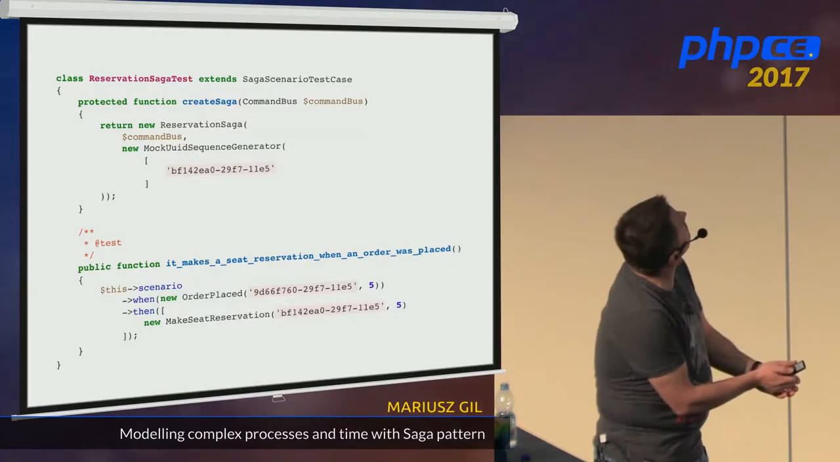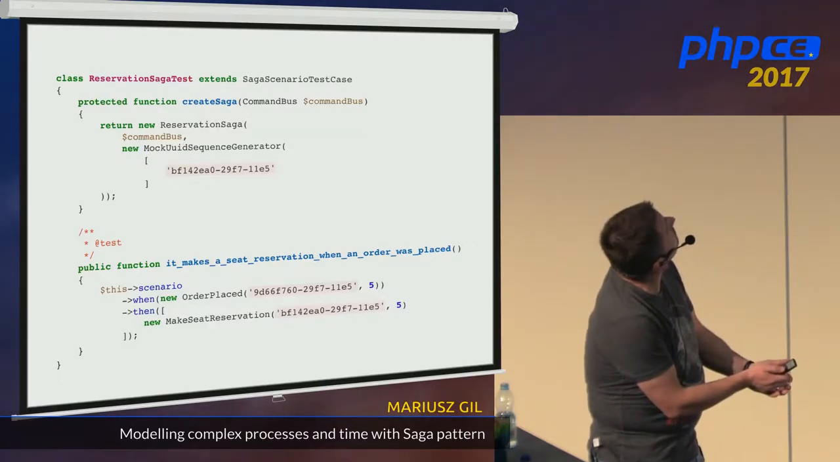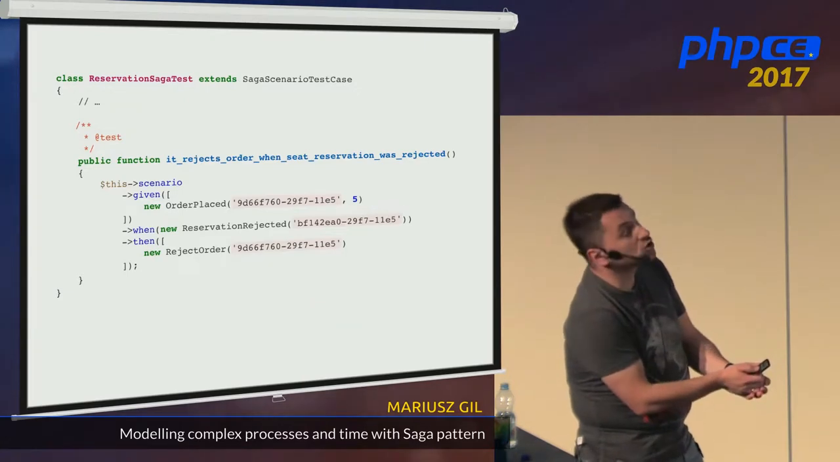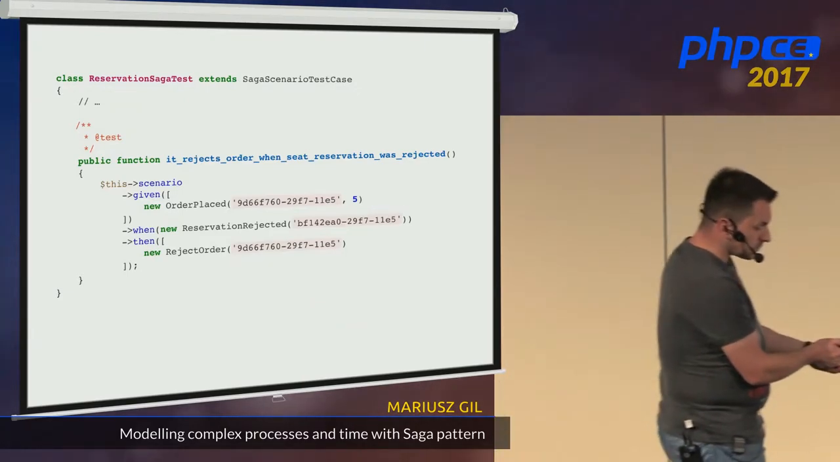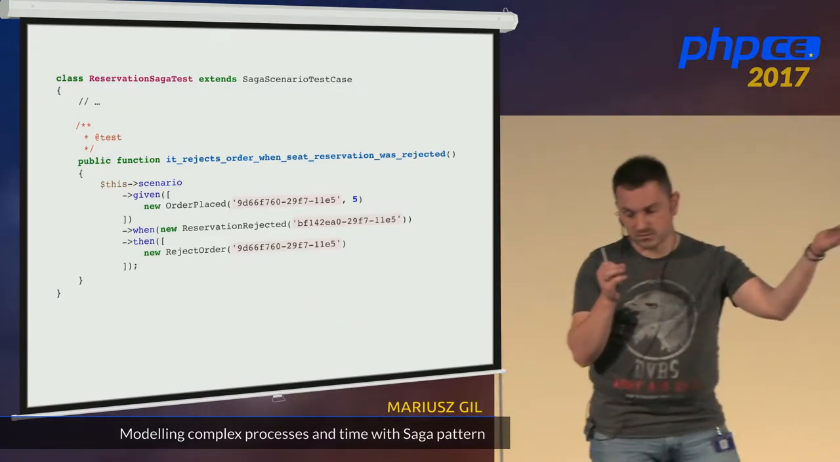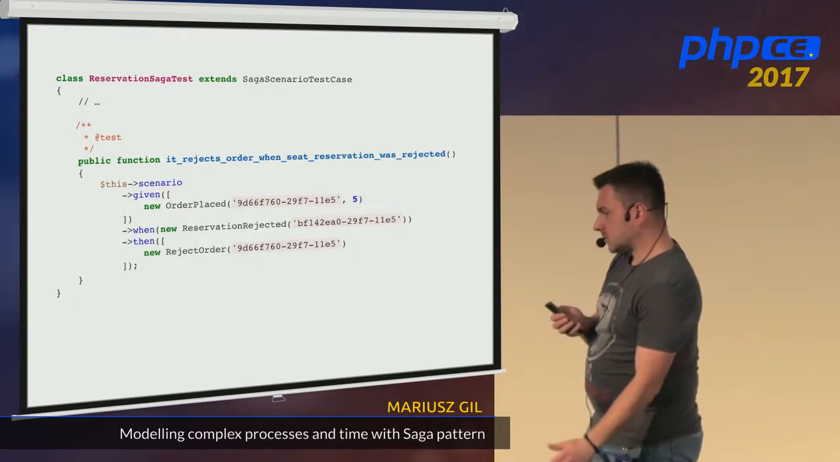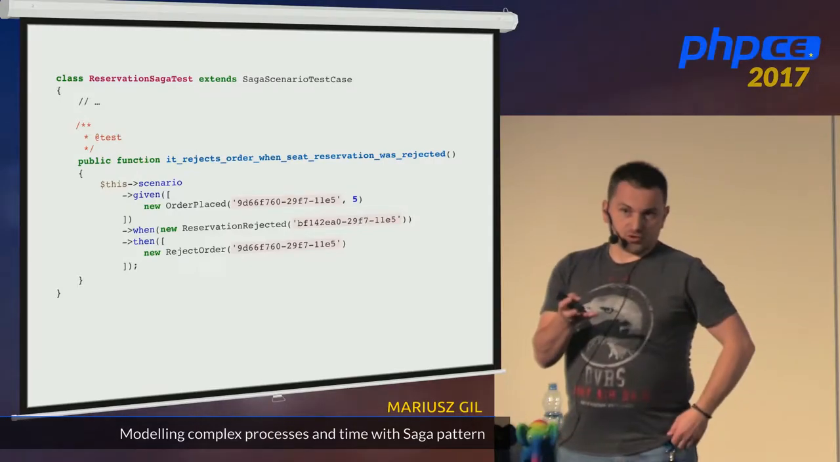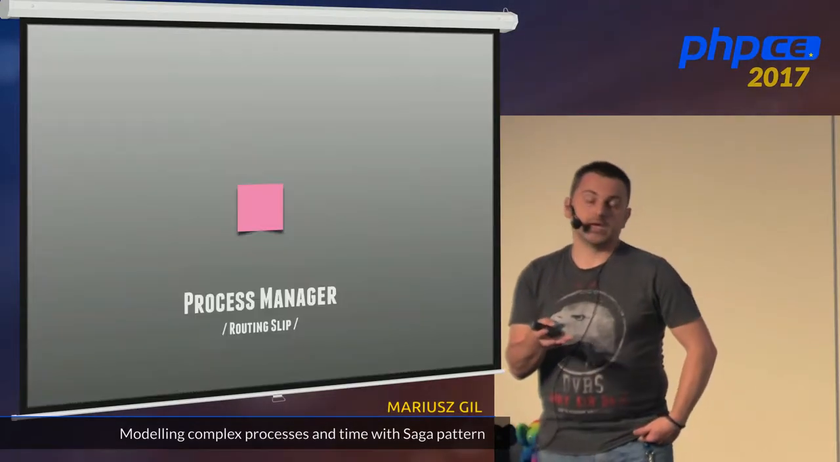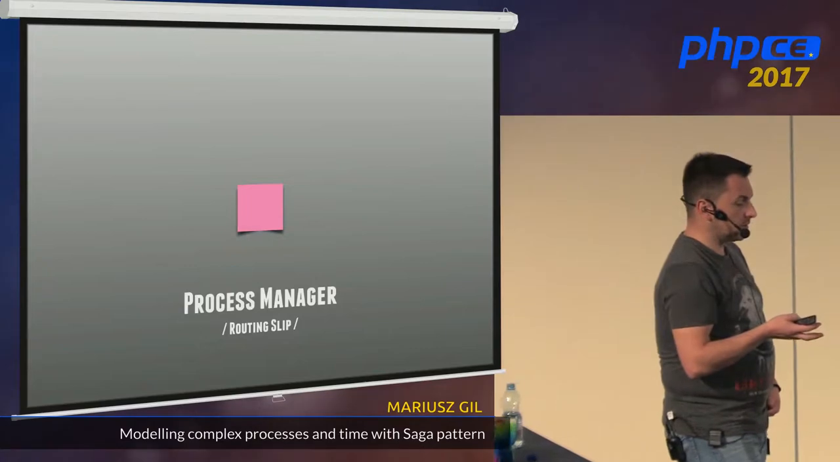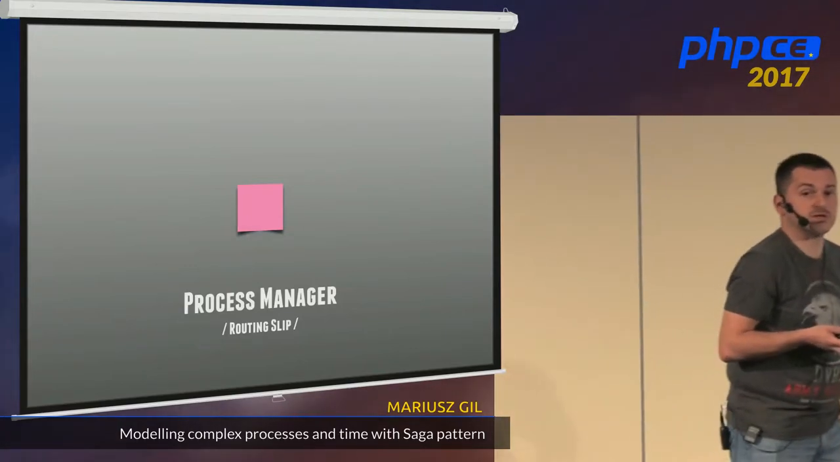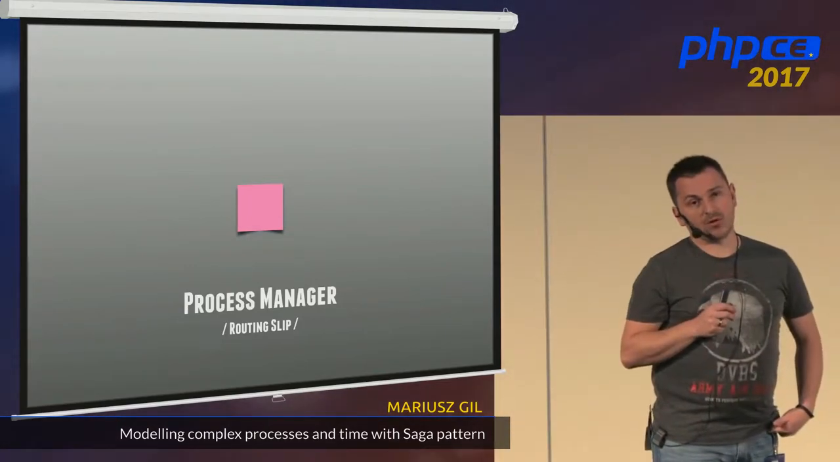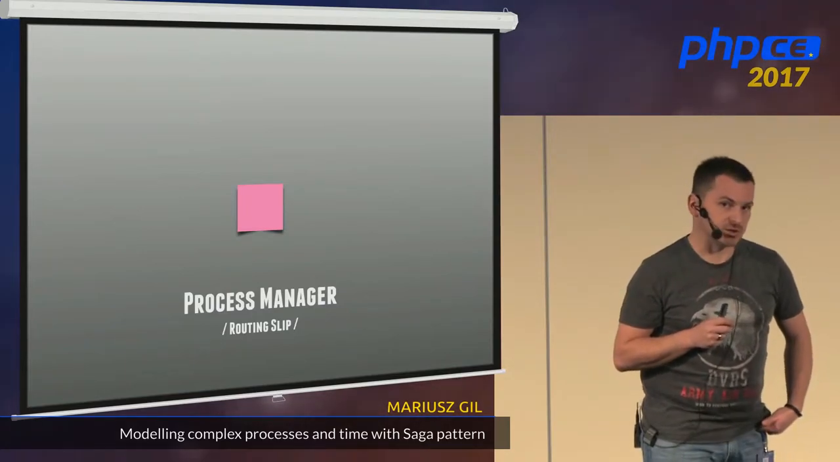And one more time, it should be very, very easy to read, even if this process is extremely complicated, to be honest. And the saga is only one of the possible reactive logics. And usually in a project or even in event storming, you can identify other examples of reactive logic, which is a process manager.